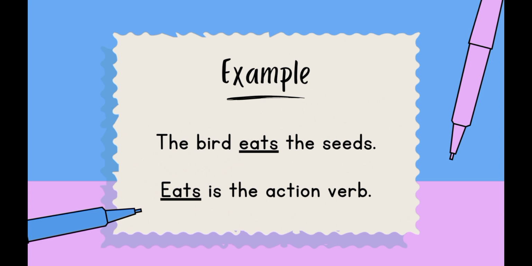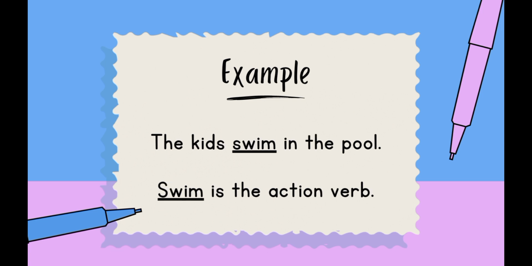Let's see the next example that we have. The kids swim in the pool. Swim is the action verb here. You could see, because kids are plural, swim has no S.